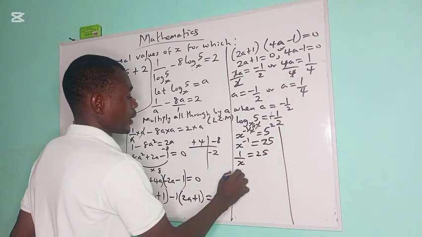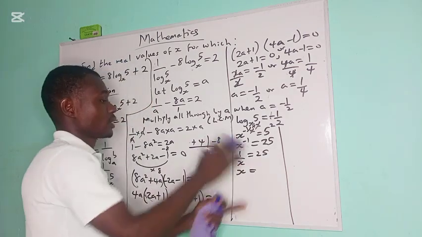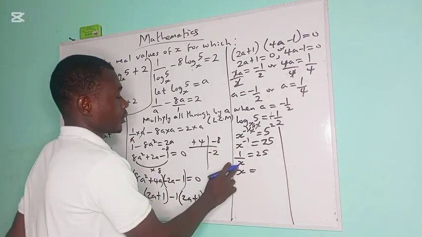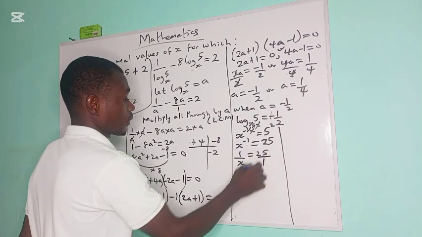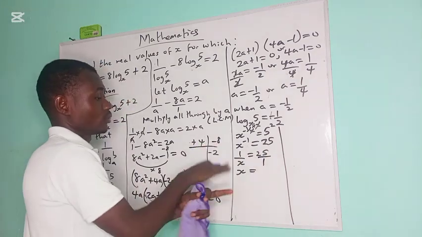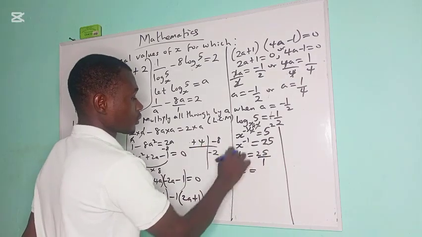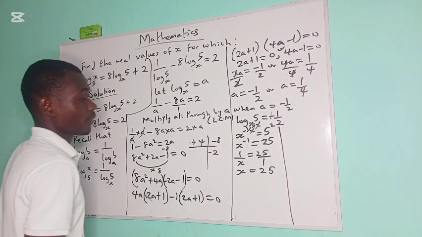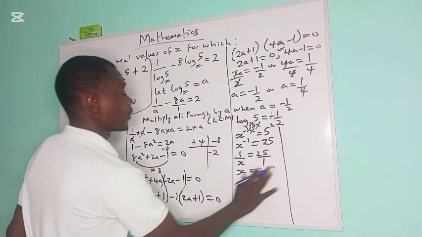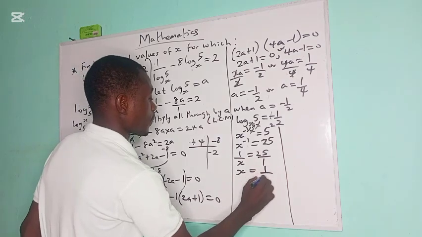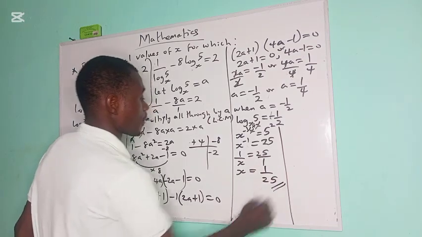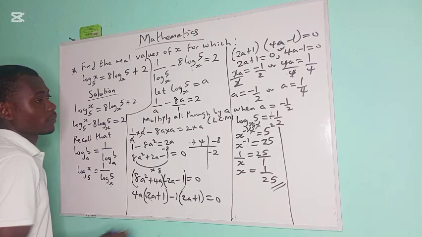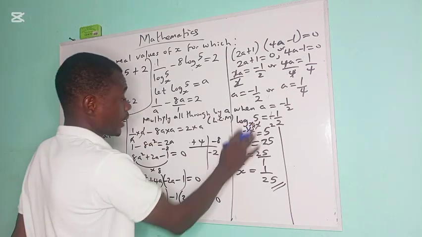So if you now find x, you either collect the like terms, or you turn it upside down, and that will give you 1 over 25. Okay, that is it. That is for the x.